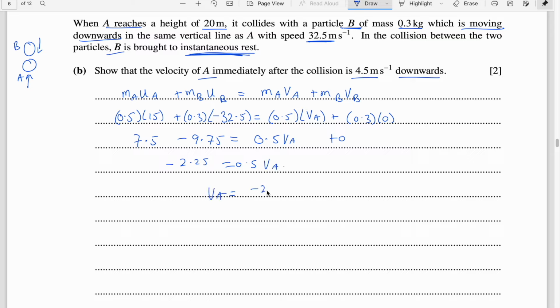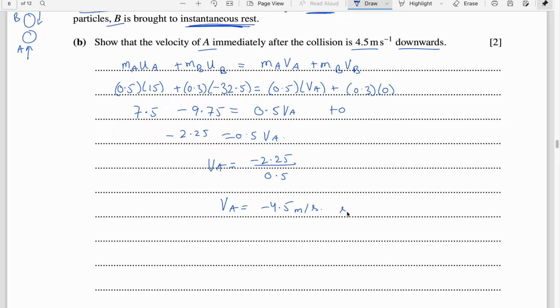Velocity of A is minus 2.25 divided by 0.5, and velocity of A is equal to negative 4.5 meters per second. So done. And speed could be written as 4.5 meters per second downwards. This negative sign shows you that the direction is downwards.